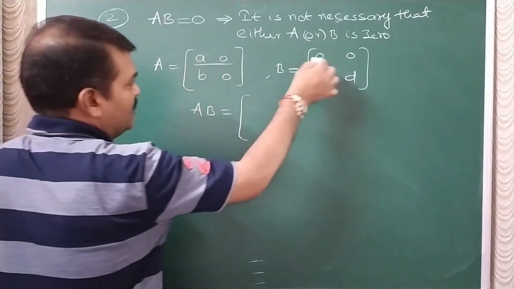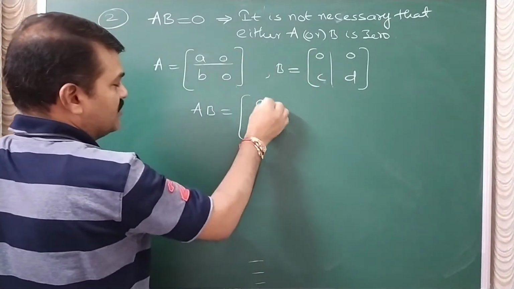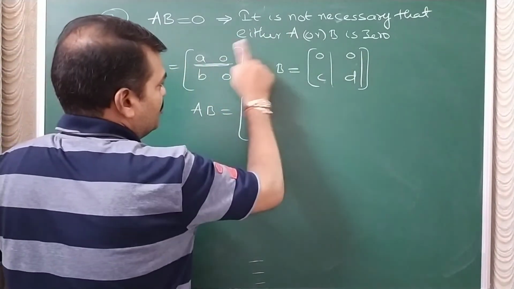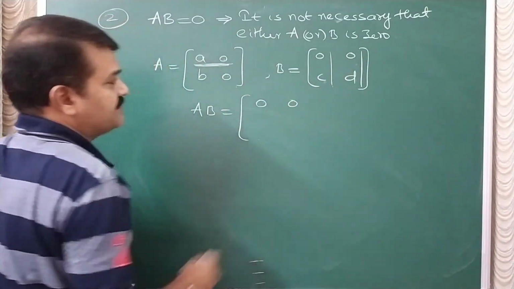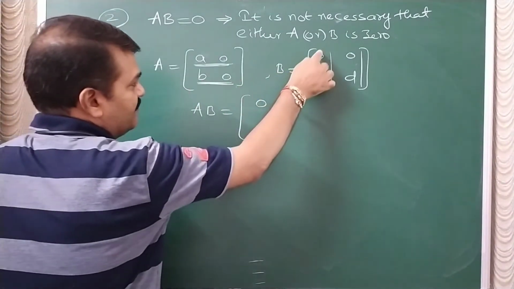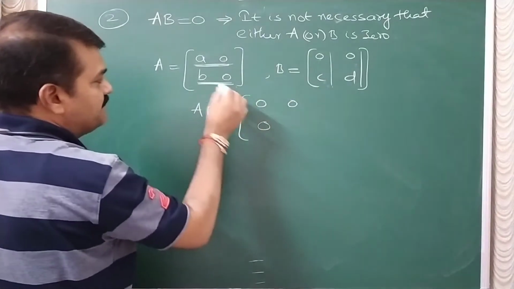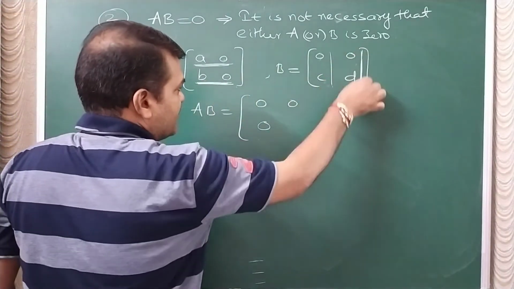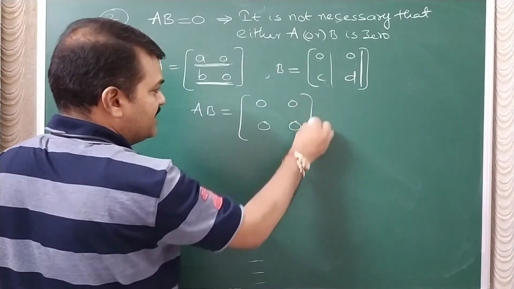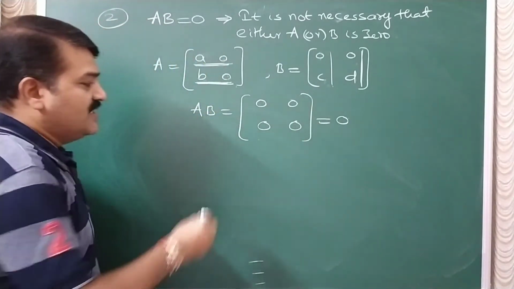See, first row into first column, A into 0 plus 0 into C, 0 only. First row multiplied with second column, A into 0 plus 0 into D, 0 only. First row completed. Now come to second row. Second row into first column, B into 0 plus 0 into C, 0 only. Second row into second column, B into 0 plus 0 into D, 0 only. You are getting 0 matrix. So A into B is clearly 0 here.